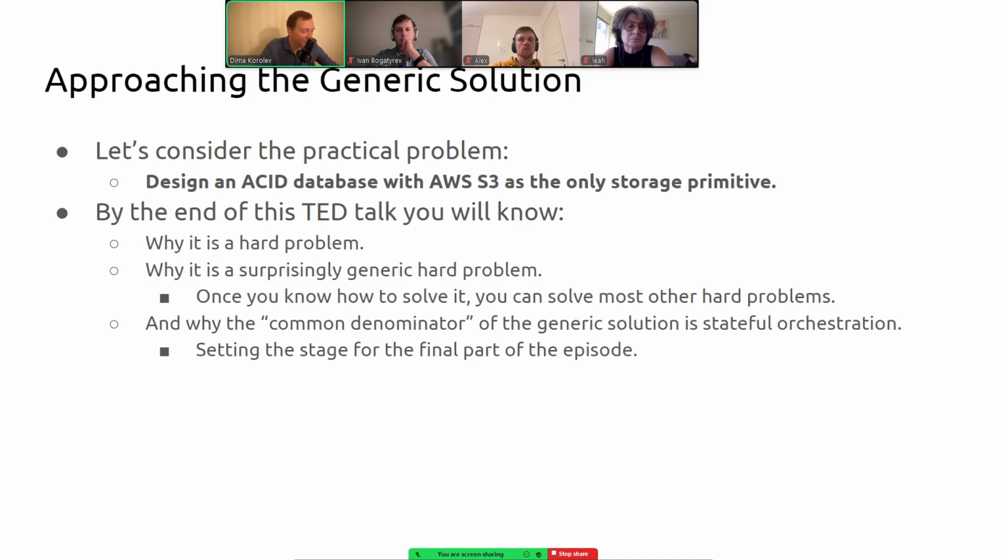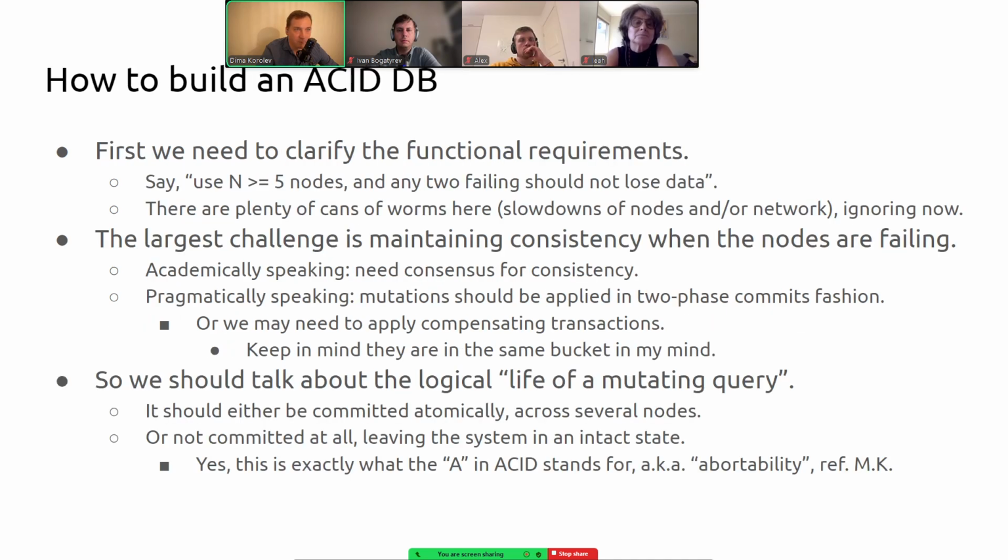What I'm going to tell you is, if you approach this problem through the lens of workflow orchestration, it's not going to become more difficult, but the solution is going to be so much more generic that by learning how to solve this problem, you will automatically in your head solve a lot of similar problems. And it's going to revolve around the idea of stateful orchestration.